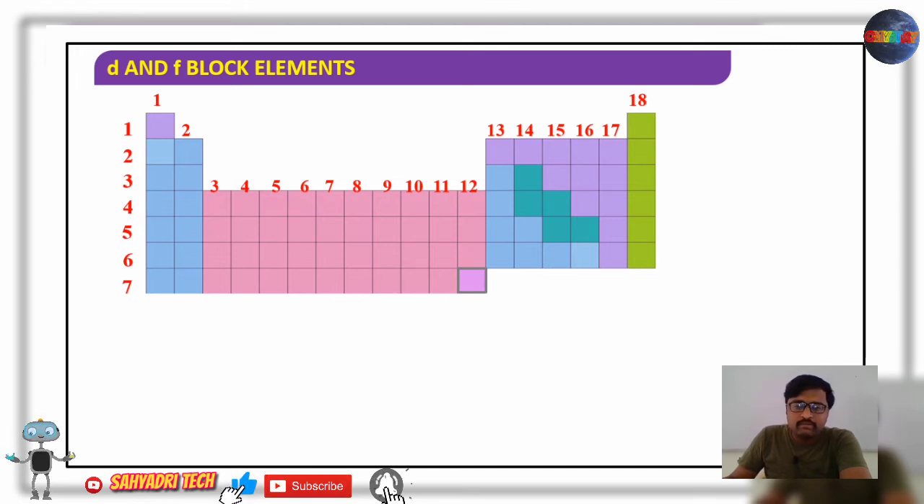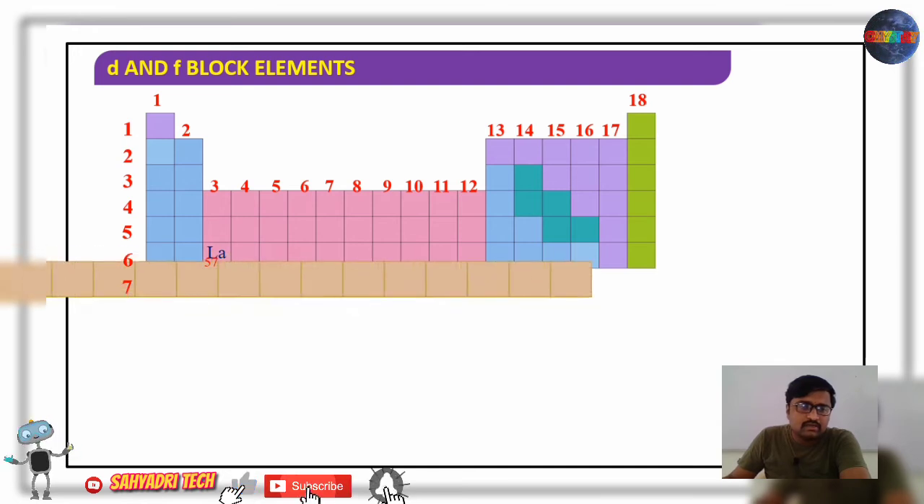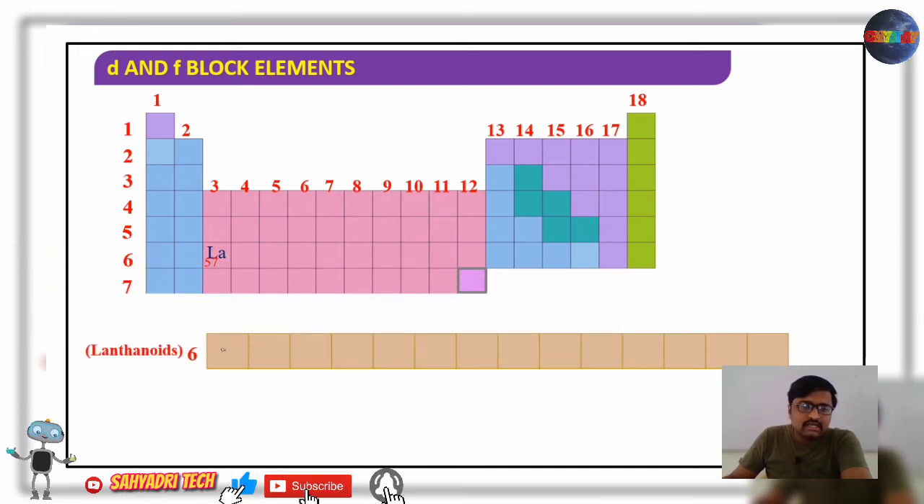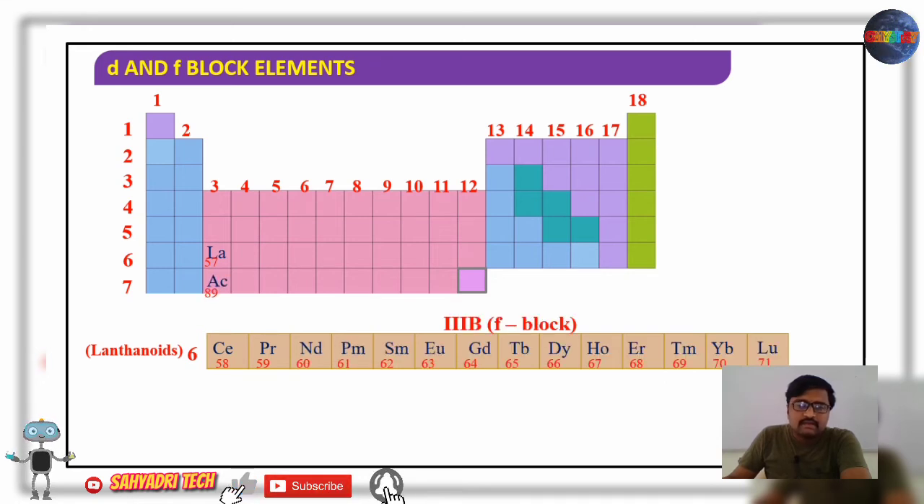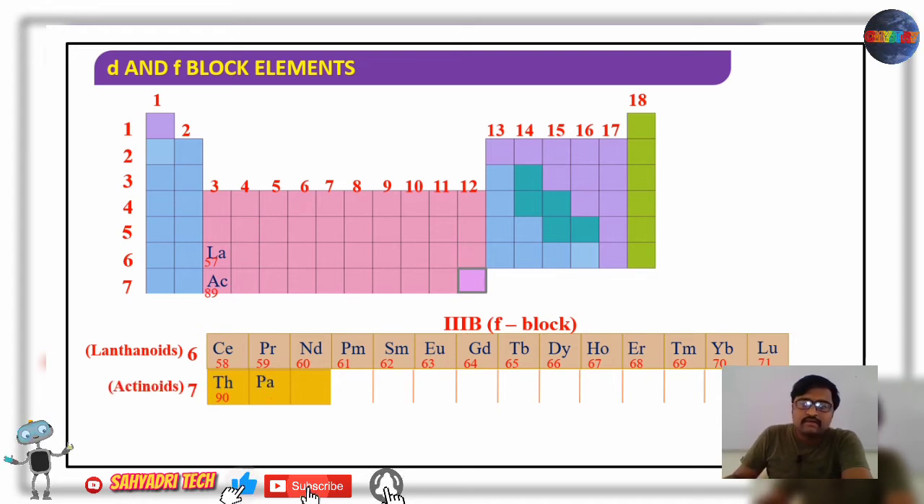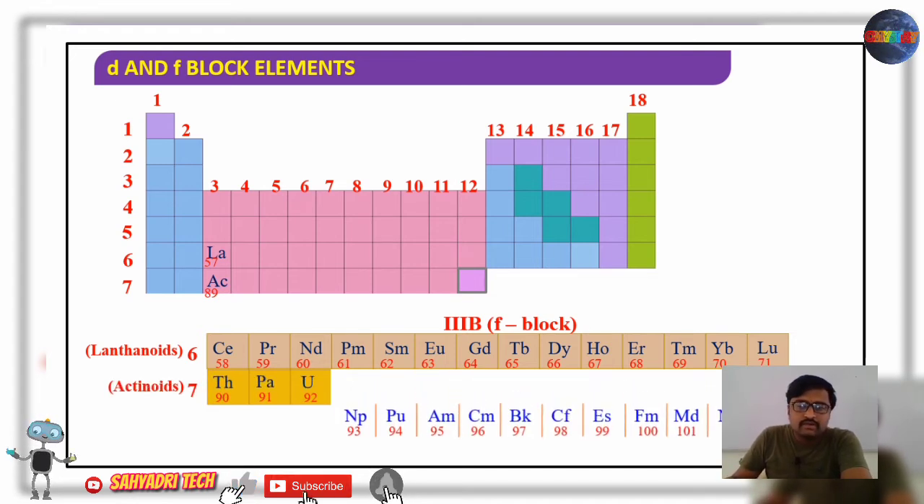Then one more important concept here, if we consider lanthanides, what is the position here? They belong to third group and sixth period. Say lanthanides from lanthanum to lutetium, right? Similarly, if we consider actinides, they belong to third group, seventh period. Actinides, that is thorium to lawrencium. So here thorium, protactinium, uranium, neptunium, plutonium, americium, curium, berkelium, californium, einsteinium, fermium, mendelevium, and like elements are there.